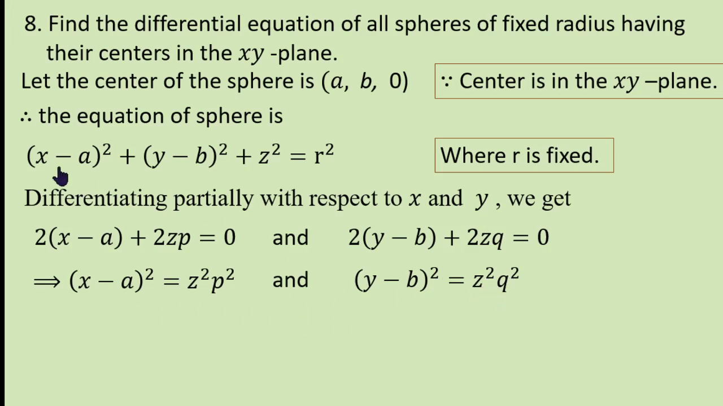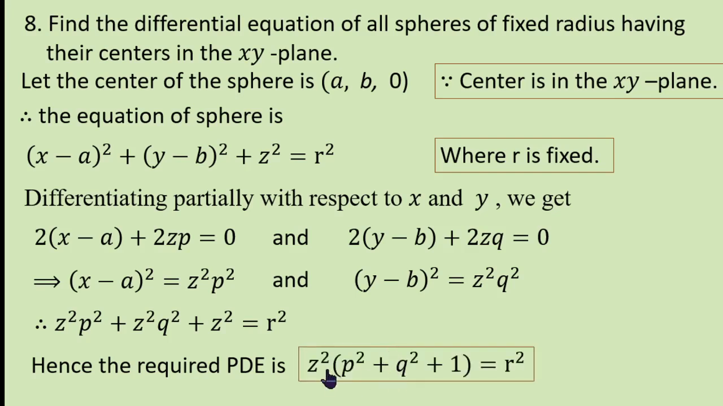Now substitute these two in this equation. So you will get the PDE: z square p square plus z square q square plus z square equal to r square. So this is the required partial differential equation. Or you can write z square into (p square plus q square plus 1) equal to r square. So this is the required PDE.